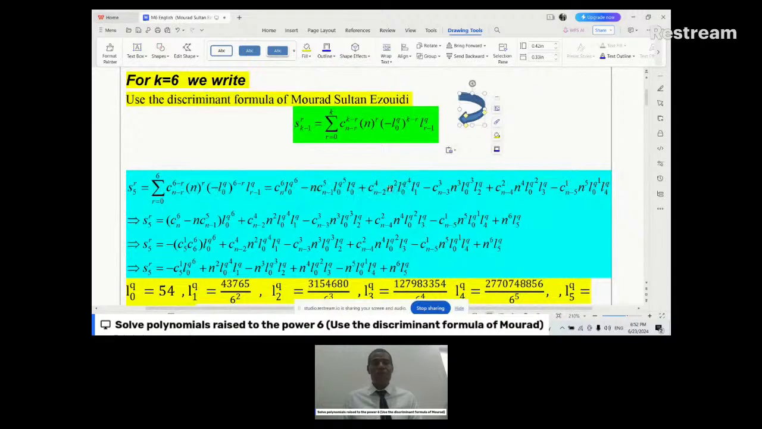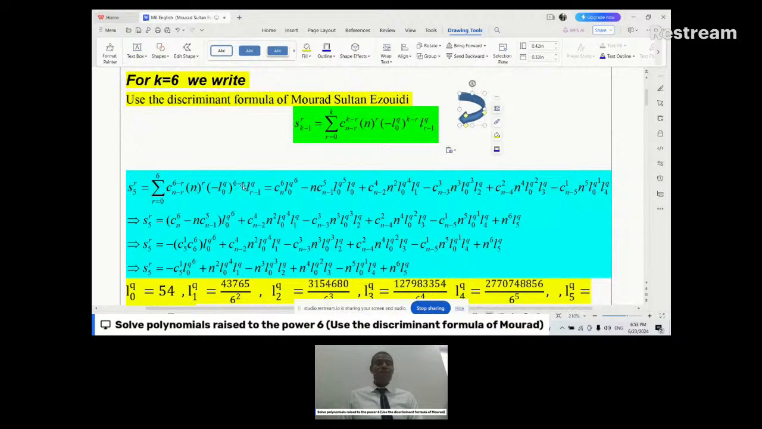Why plus here? Because the negative sign raised to an even power is positive, times L1 for the q. When r equals 3, learners, we will get negative combination n minus 3 choose 3, because 6 minus 3 is 3, n raised to the power 3, L0 for the q raised to the power 3 times L2 for the q. When r equals 4, we will get combination n minus 4 choose 2, n raised to the power 4 times L0 for the q raised to the power 2 times L3 for the q. When r equals 5, you will get minus, because minus L0 for the q raised to the power 6 minus 5.